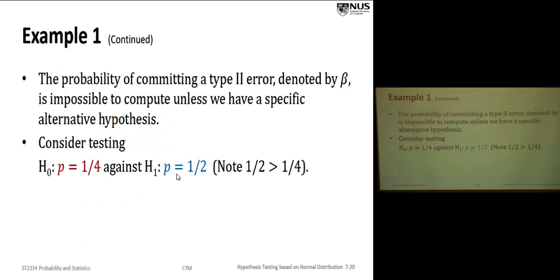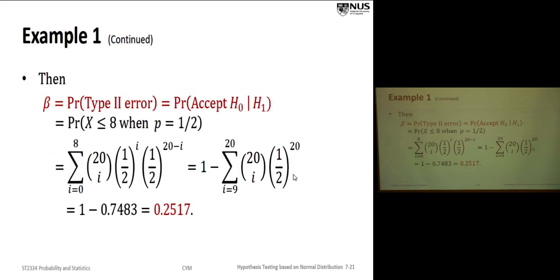So we consider an alternative test. Let's have a look at the case where we're testing H0 that p is equal to a quarter versus H1 that p is equal to a half. Of course, if we reject H0, basically accepting H1, we're going to say that we're happy to use this new vaccine, since a half is bigger than a quarter.